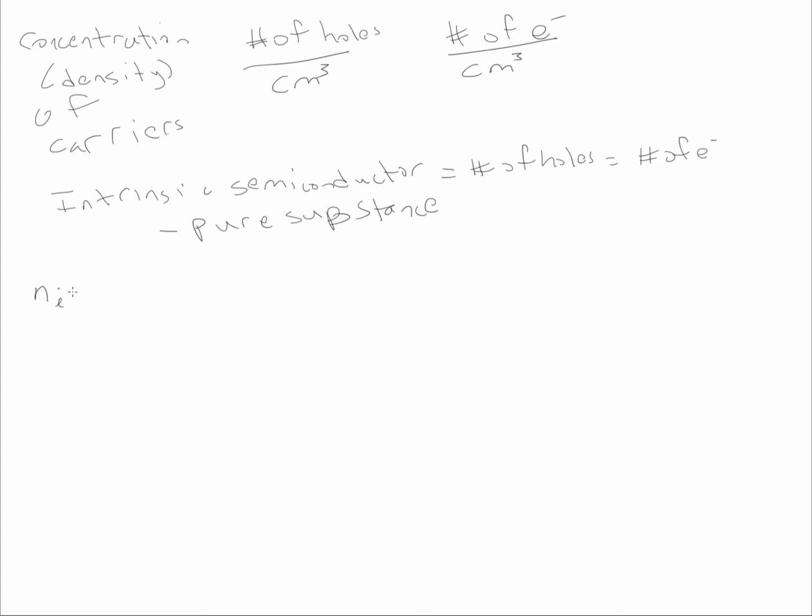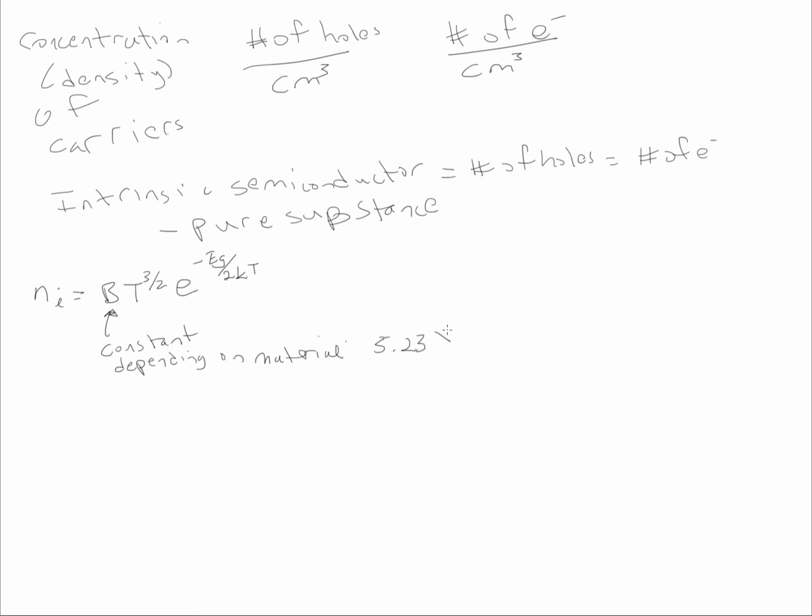And so the intrinsic number of carriers is equal to Ni, and it's given by this formula, Ni = B T^(3/2) e^(-Eg/2kT), where B, they don't really name it in the book at all, and they just say it's basically a constant depending on material.